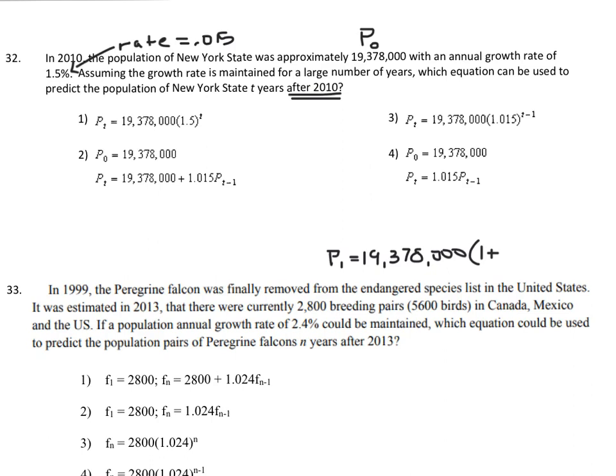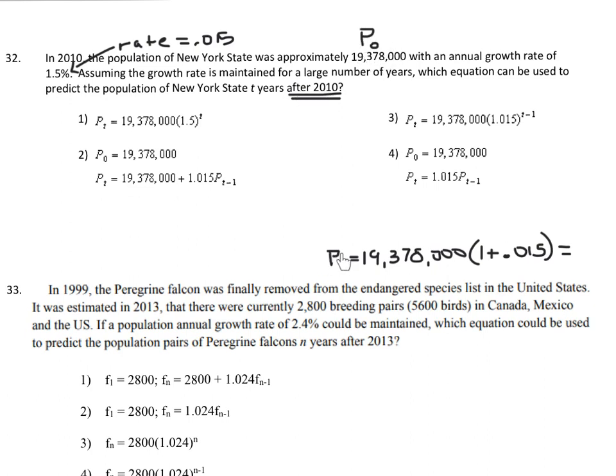So, coming back to this, P sub 1 would be equal to the population in 2010 times 1 plus 0.015. Whatever that's equal to, I don't really know; I would have to plug that in the calculator. But anyway, initial population, P sub 0, is 2010.